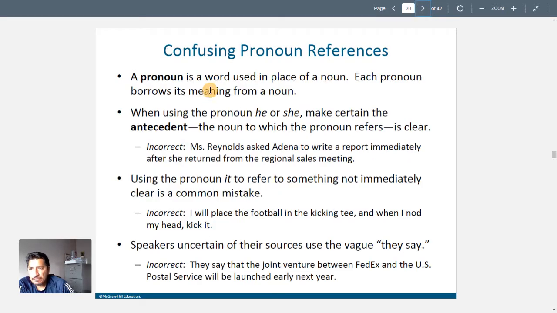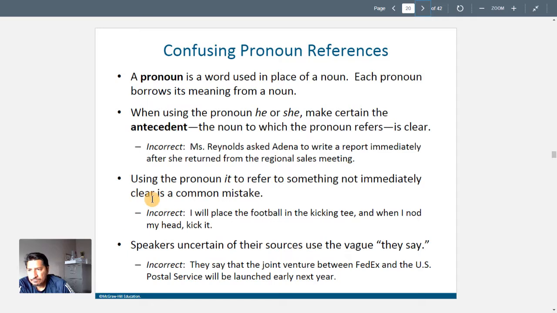Then you have confusing pronoun references. What is a pronoun? A word used in place of a noun. Each pronoun borrows its meaning from a noun. Now, for example, here they give us an example. Incorrect. They're saying Miss Reynolds asked Edina to write a report immediately after she returned from the regional sales meeting. So these are the incorrect.